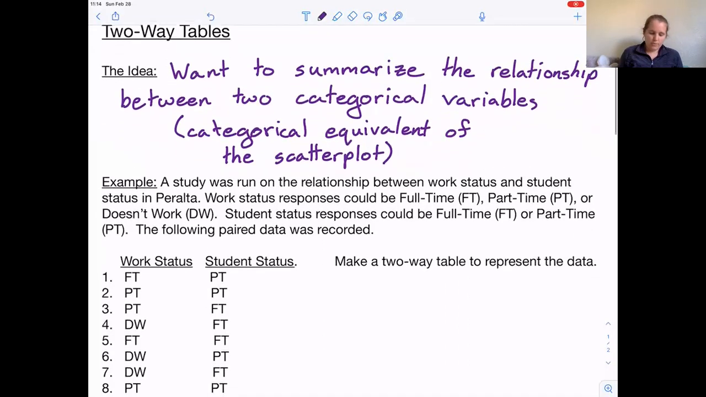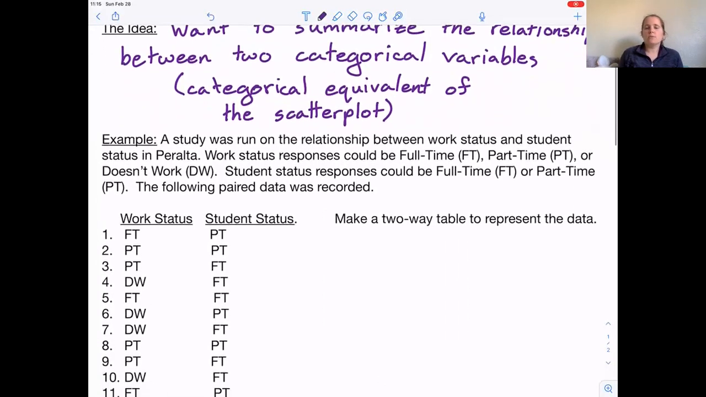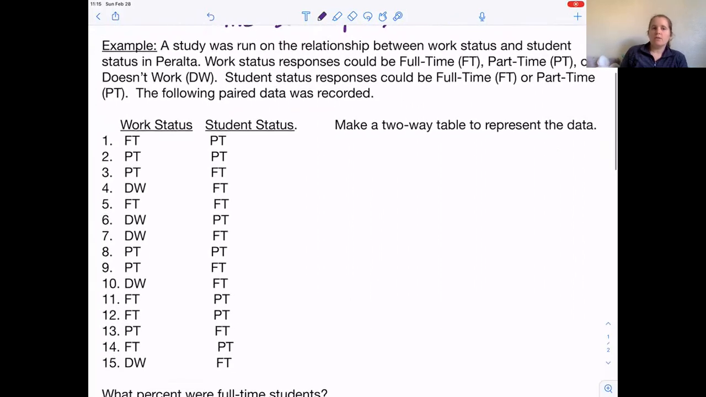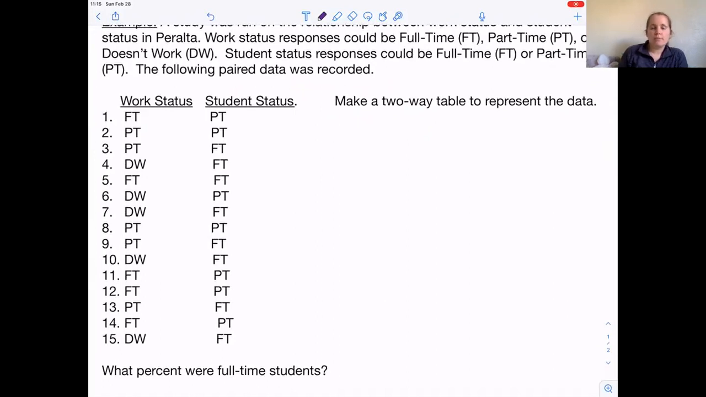So for an example, a study was run on the relationship between work status and student status in Peralta. Work status responses could be full-time or FT, part-time, PT, or doesn't work, DW. Student status responses could be full-time, FT, or part-time, PT. And the following paired data was recorded. So the first student worked full-time and was a part-time student, then part-time work, part-time student, part-time work, full-time student, etc. So we're going to make a two-way table to represent the data.